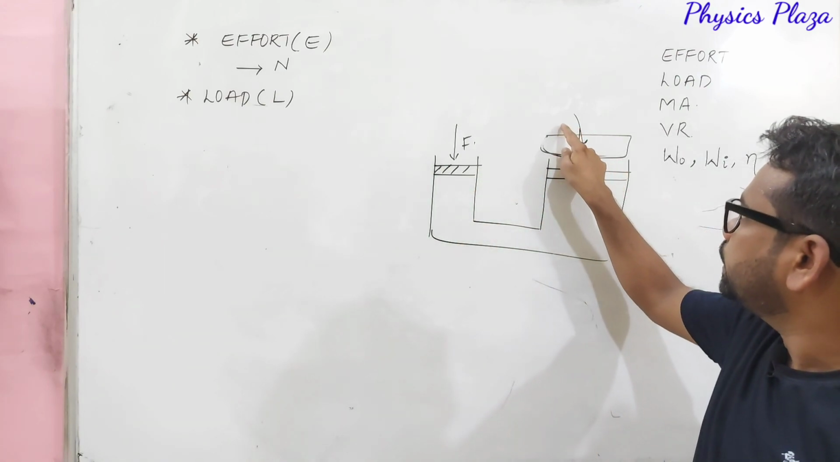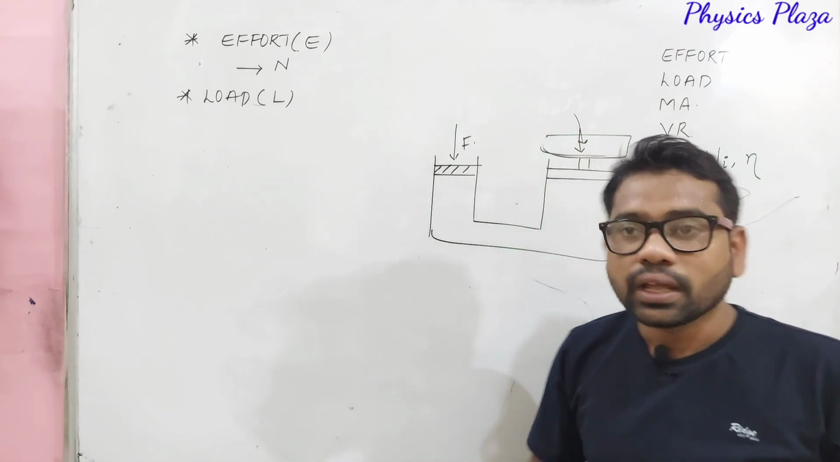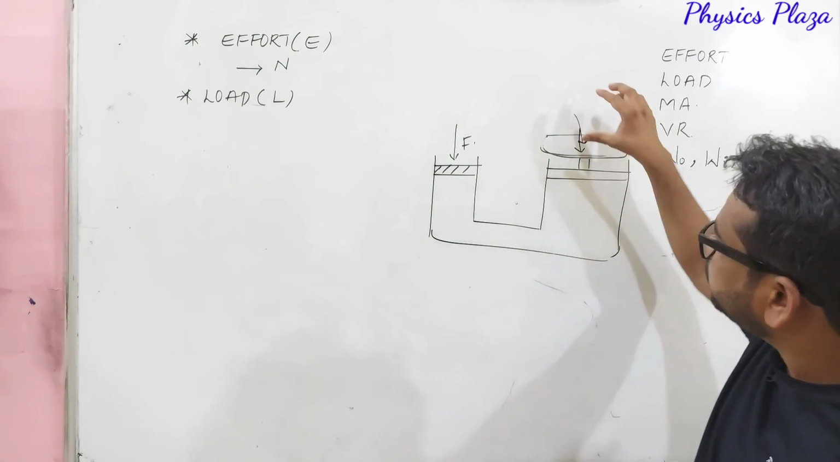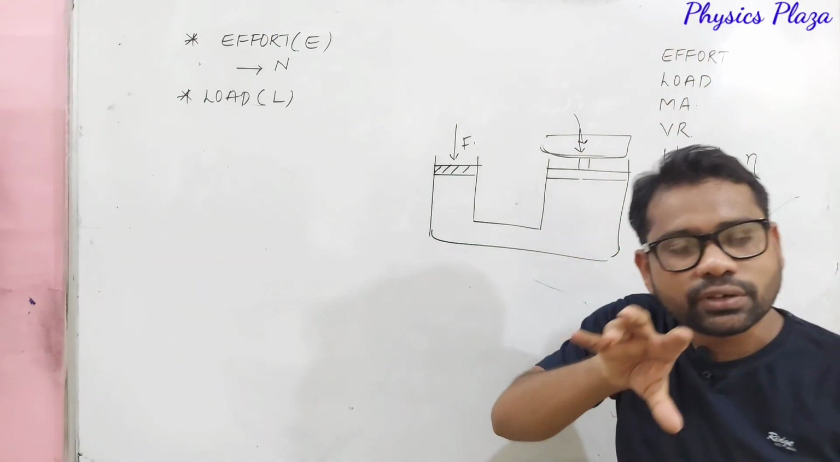For example, here it was there. For example, car was there. For example, car is there. Yes, that car is a load. Cotton bale is there. Yes, that cotton bale is load. So other than that, any object which is lifted, which is overcome by the machine is called actually load only.